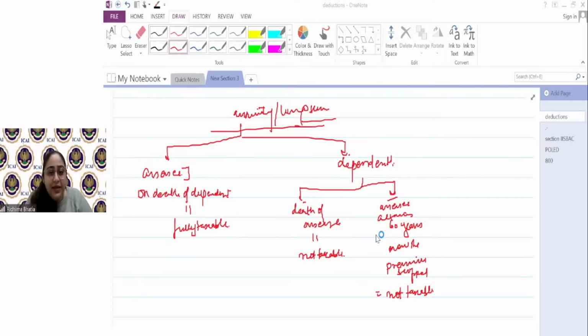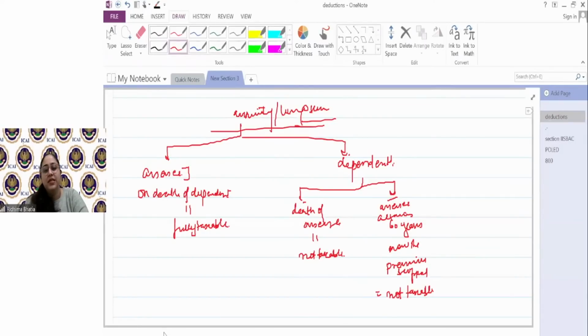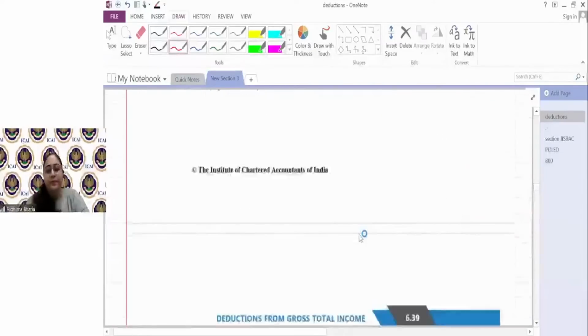80D, 80DD and 80U. We have done. Anyone has any doubt? Okay. Now we move ahead to cover another section, which again is related to treatments. Let us discuss. Section now is 80DDB.